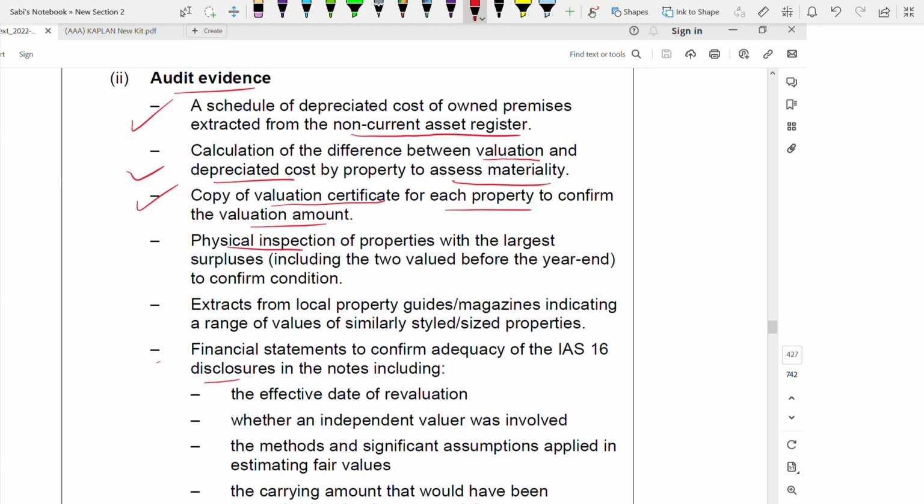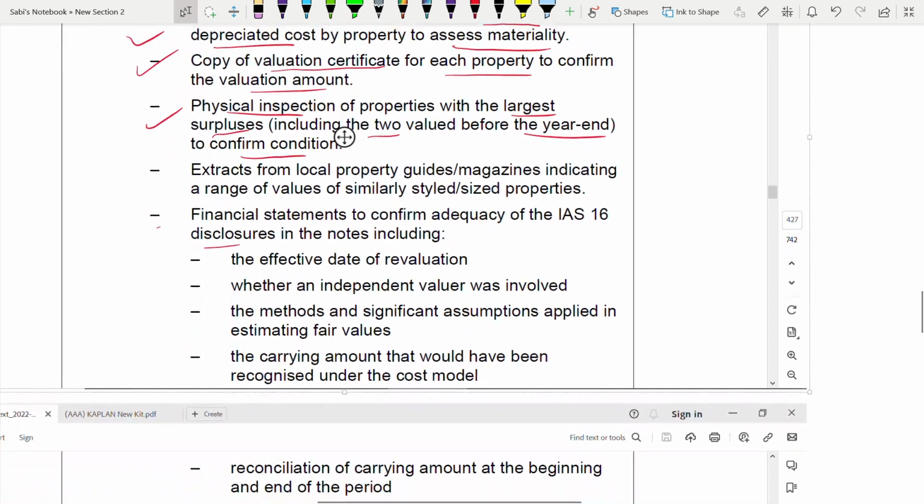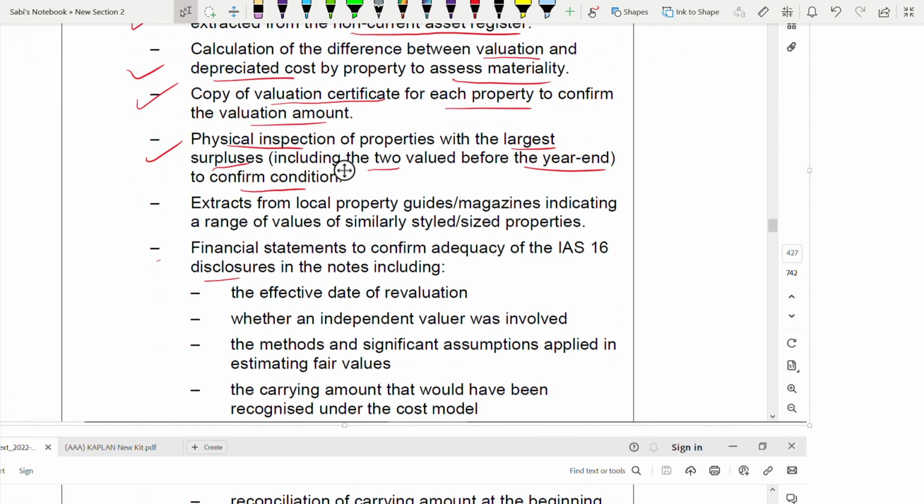Then physical inspection of those properties to confirm condition, especially with the largest surpluses, including the 2 that have been valued before the year end. Okay, 2 properties were valued before the year end. You might want to test them as well. Now, whenever you have properties, you will always have similar property in a similar style or similar size in that area. So this information you will get through magazines or local property guides. You can take extracts from that to see the range of values for similar property. This will help you to verify your own property.